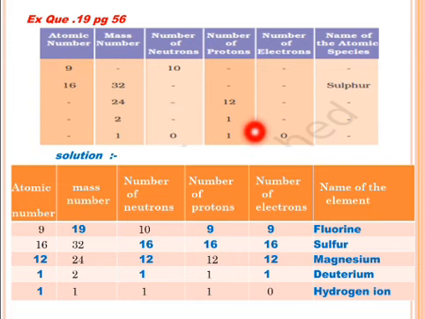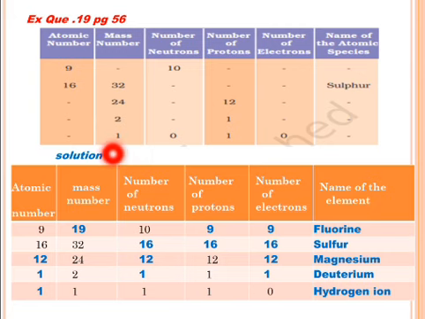Now I hope you have identified the name of the element. Yes, it is an isotope of hydrogen with mass number 2 and atomic number 1. See from down, atomic number 1, mass number 2, number of neutrons 1. So the isotope of hydrogen having 1 neutron is deuterium.